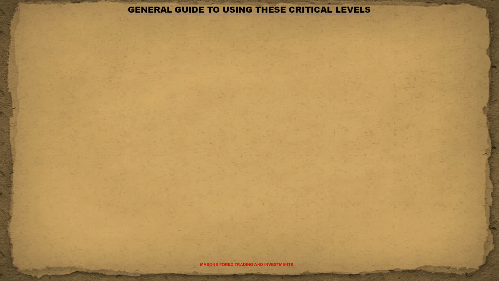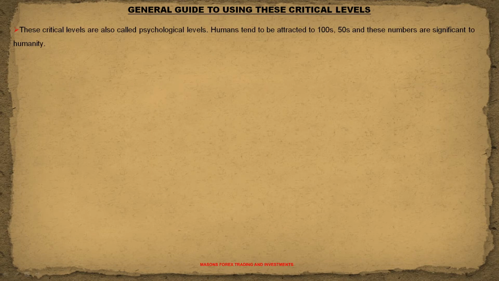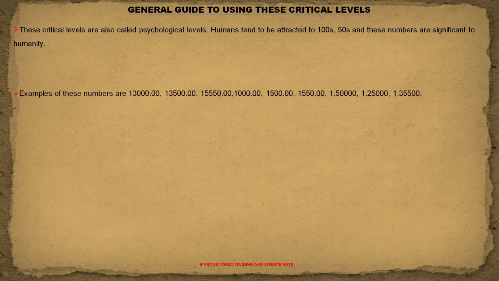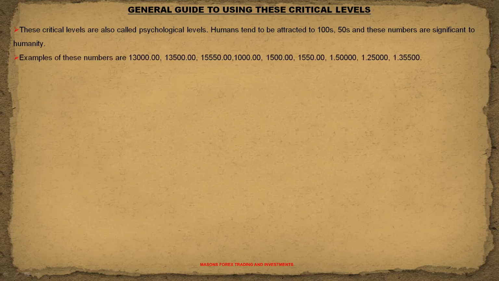General guide to using the critical levels. These critical levels are also called psychological levels. Humans tend to be attracted to the hundreds and 50s, and these numbers are significant to humanity. Examples of these numbers are 13,000.00, 13,500.00, 15,550.00. Those three numbers are relevant to NASDAQ.